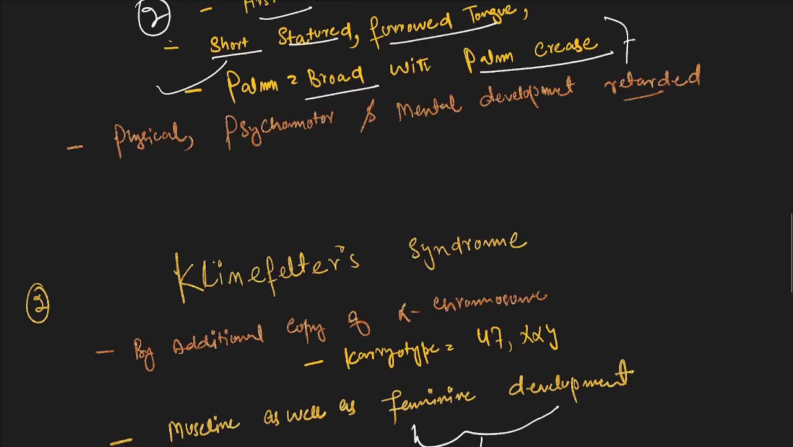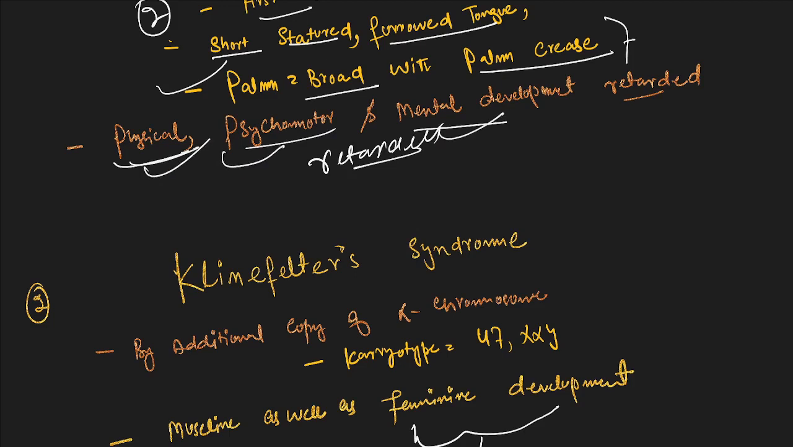Also remember this thing, that in those persons who are suffering from Down syndrome, they have physical, psychomotor, and mental development totally retarded. Totally retarded development of physical, or we can say psychomotor development, mental development, everything is retarded in those persons.